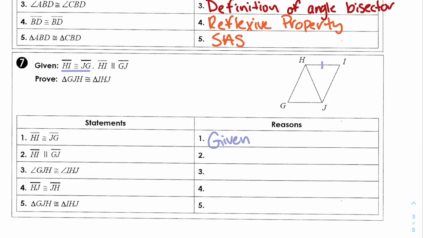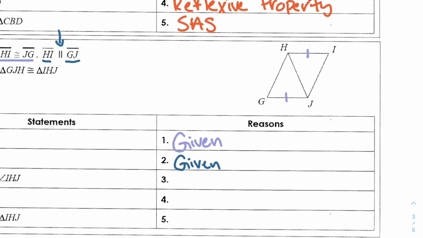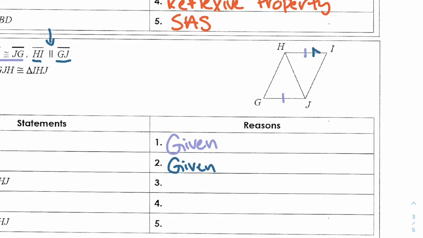So HI is congruent to GJ. And then it tells us that HI, remember this symbol? What does it mean? It means parallel lines. So line HI is parallel to line GJ. So that's my second statement, and again, it's given. And now we have to mark that on our diagram. And how do we mark parallel lines? By little arrows. But some of my students say triangles, which I guess they do look like triangles.